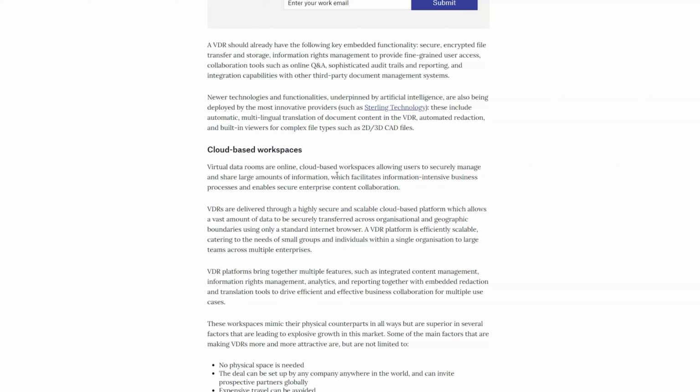A VDR platform is efficiently scalable, catering to the needs of a small group and individuals within a single organization to large teams across multiple enterprises. VDR platforms bring together multiple features such as integrated content management, information rights management, analytics, and reporting together with embedded redaction and transaction tools to drive efficient and effective business collaboration for multiple use cases.